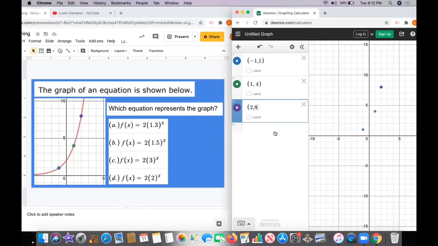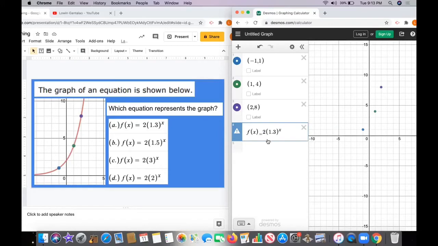Now, what we are going to do next is check which of the choices will contain these 3 points. When we say contain, it means which of them will hit the 3 points that we have. So we'll try A, and you decide what the answer is. A is f of x equals 2 times 1.3 to the power of x.